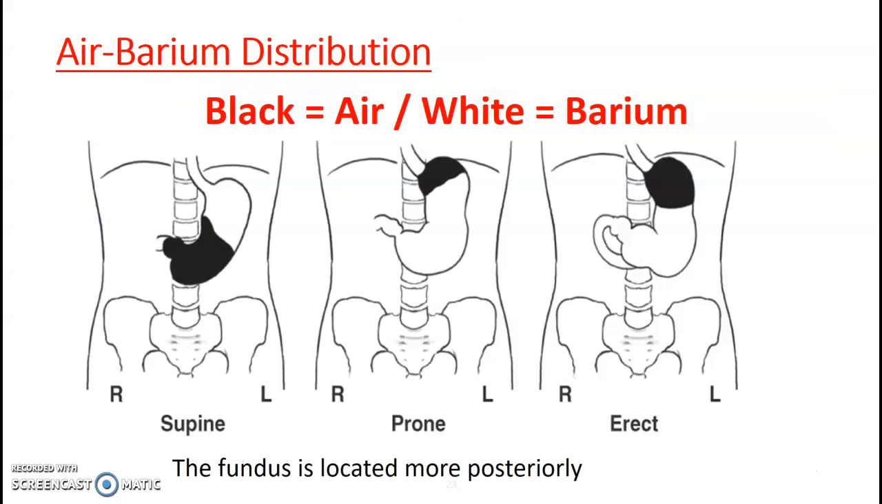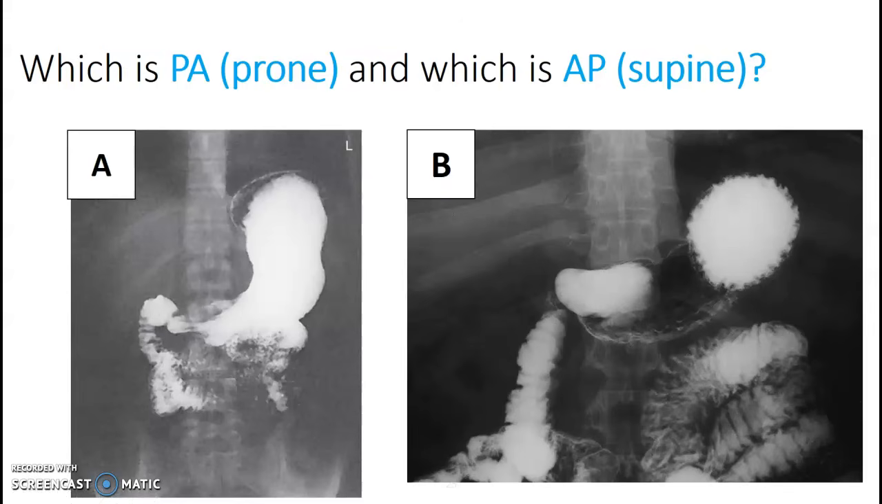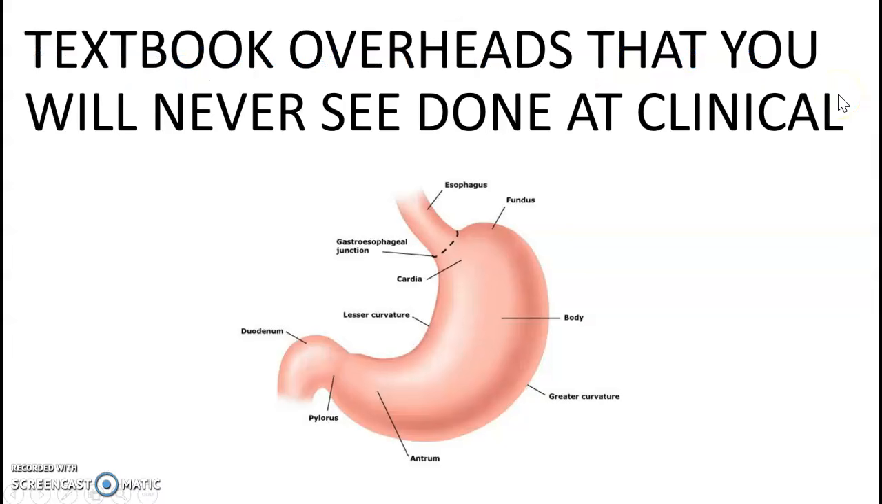This was just a little kind of air barium picture, but don't get confused. In this picture, the black is air, white is barium. This picture here on the left is a supine because there's barium in the fundus. This image is an RAO position, so the patient is prone, but in an oblique, there is air in the fundus. Quick, quiz yourself. Which one is prone? Which one is supine?